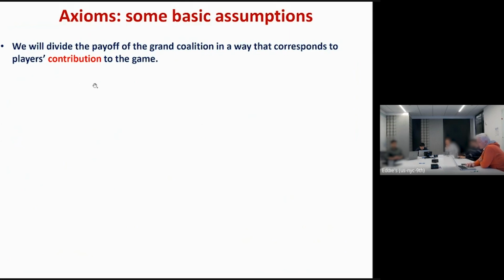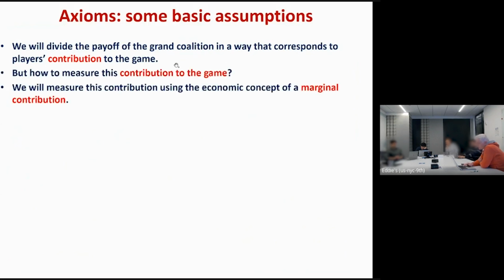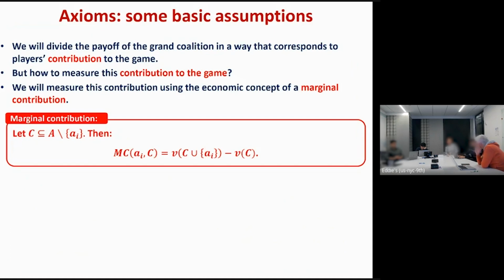I will talk about one of them. We want to divide the payoff of the grand coalition in a way that corresponds to the player contribution to the game. So how to measure the contribution? Something which is typically used is the marginal contribution. It is defined in this way.